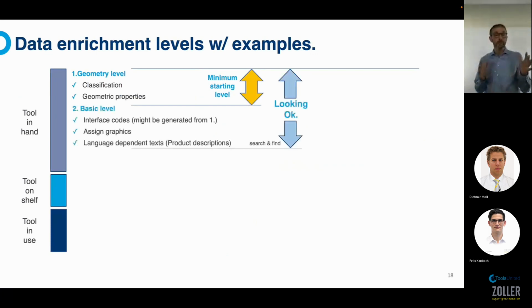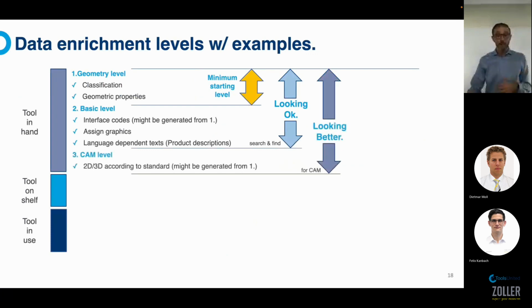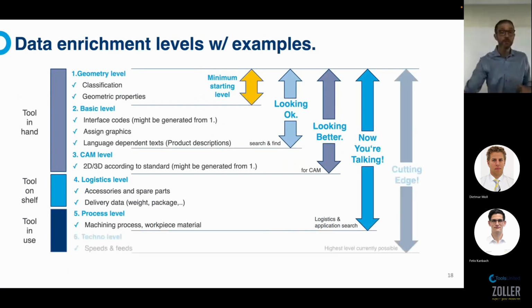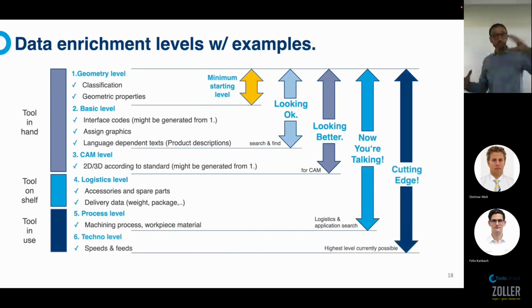Now, when we get beyond that, we start getting into things like interface codes, right? How the items interact with one another. We start assigning graphics to the items, right? We start getting into some language dependent adjustments that need to be made. We go beyond the basic level and we get into CAM detail, right? We get into the information that we need for 2D and 3D programming according to a standard, right? We get into logistics, accessories, spare parts, delivery. And now we start getting into process information, right? So now we're getting down from tool in hand, tool in shelf, tool in use, machining processes, workpiece materials, and then finally the gold standard, speeds and feeds, right?